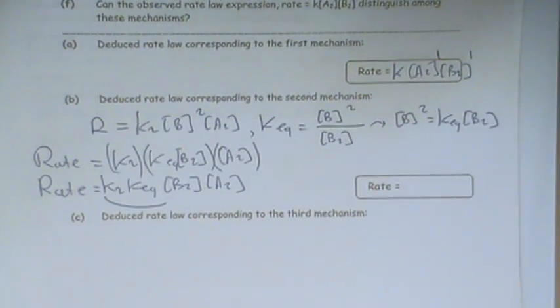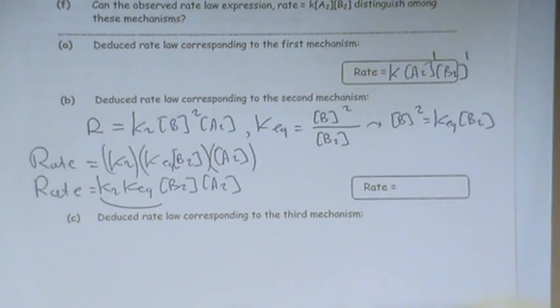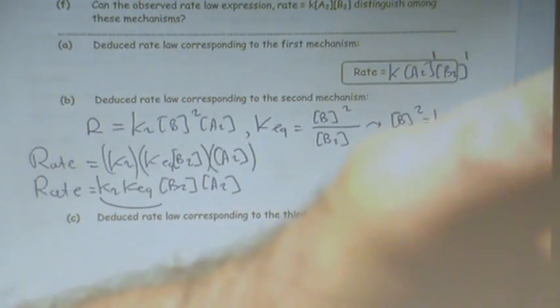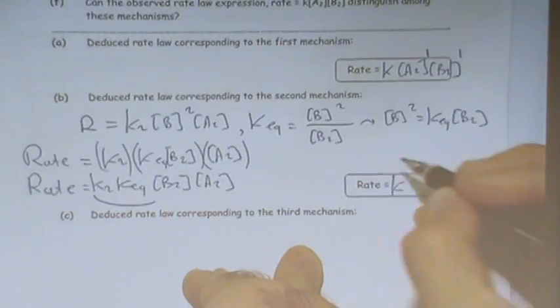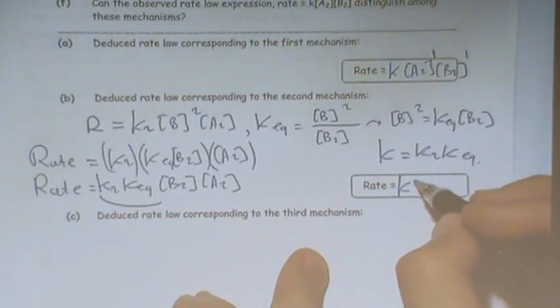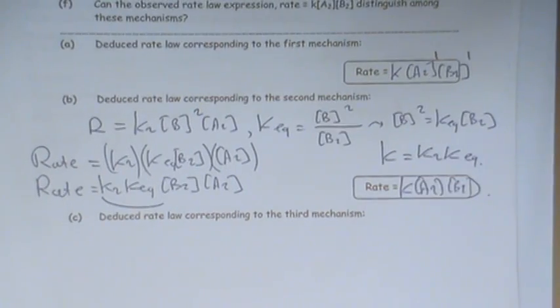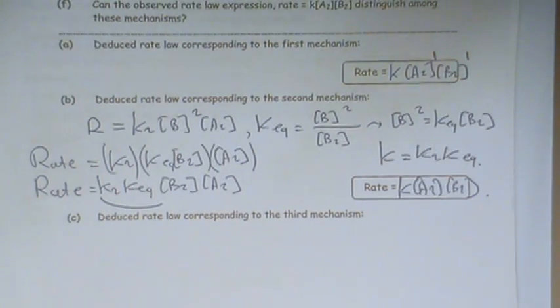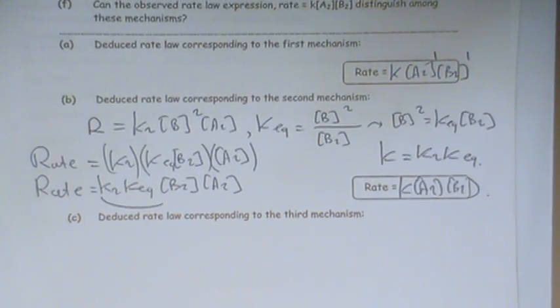Rate constant of the second step and equilibrium constant for the first step, they are constant. So the product is a constant, and I call it K. That's the rate constant for the overall reaction, right? So K is equal to K2 times K equilibrium times A2B2. So we found the same rate law, actually. There are two different mechanisms, but the rate law comes out the same for these two mechanisms, right?